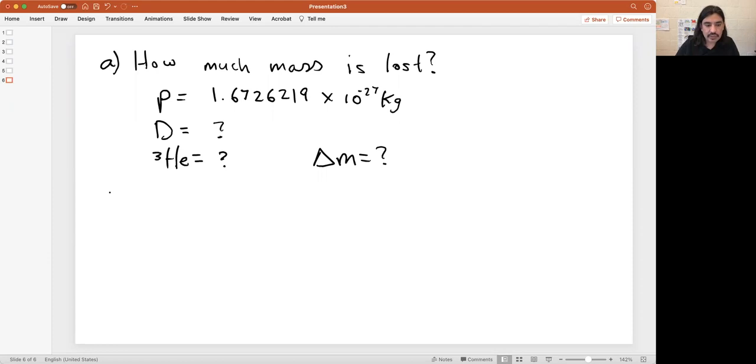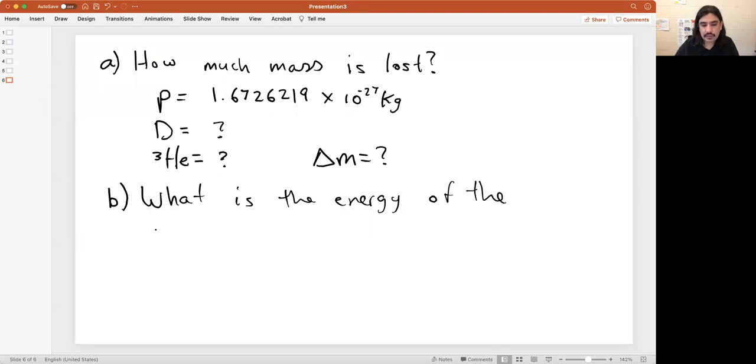And then the second question would be, what is the energy of the electromagnetic radiation, which is photons, coming out of the reaction?